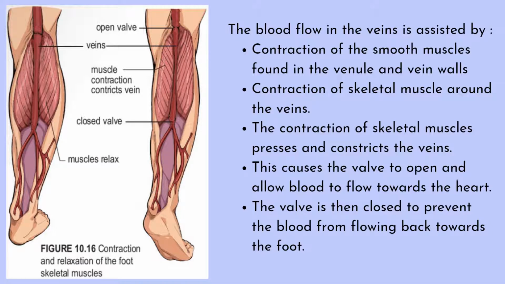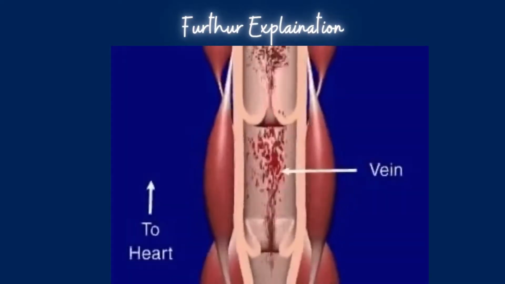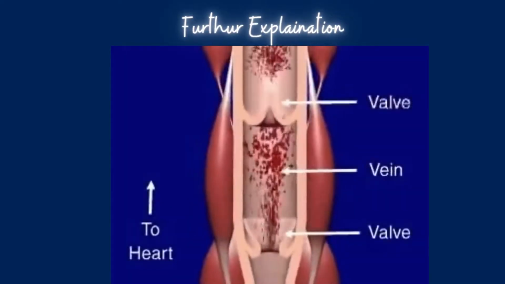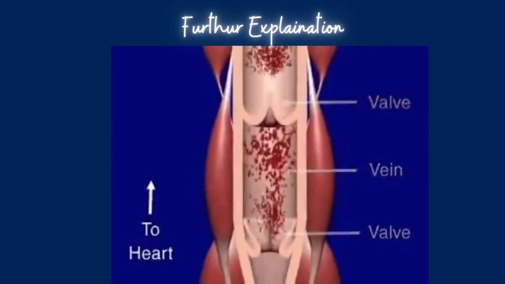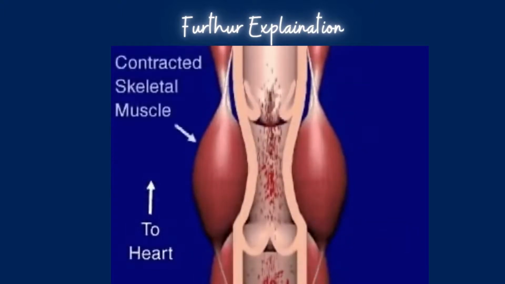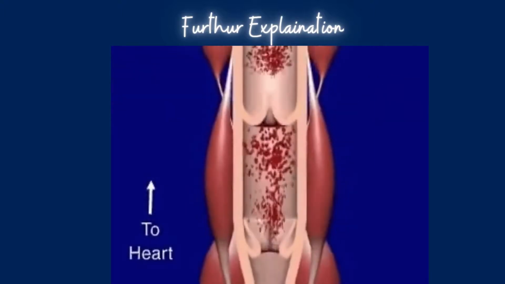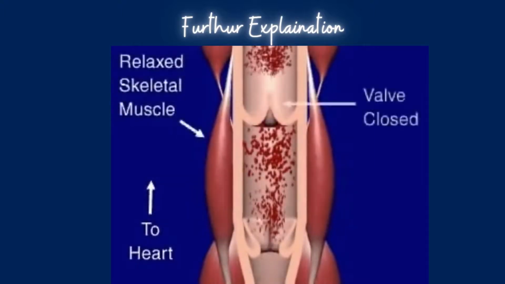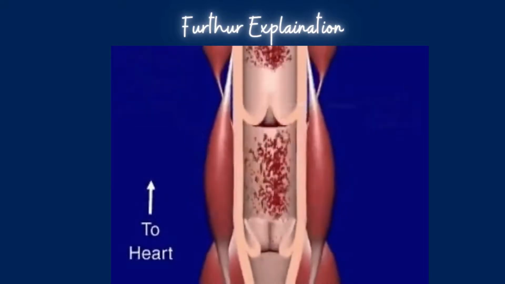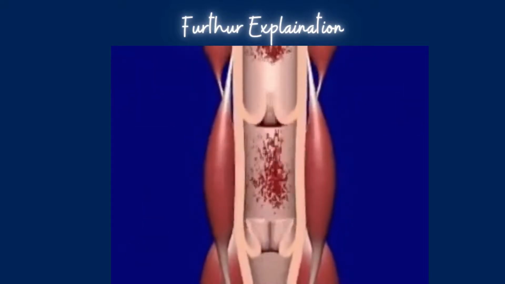For your better understanding, let us watch the short clip that I have prepared. Veins contain one-way valves that work in conjunction with skeletal muscles. When the skeletal muscles contract, the valves open, and blood is forced toward the heart. When the skeletal muscles relax, the valves close to prevent the backflow of blood away from the heart.